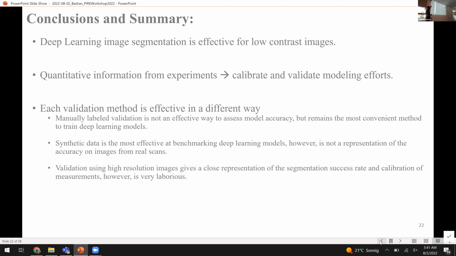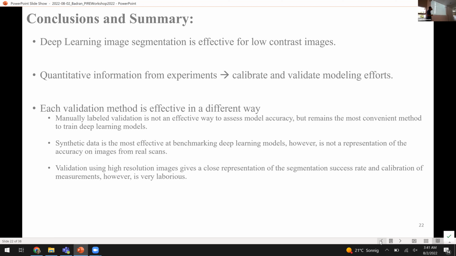A lot of the work that I still didn't present here is that quantitative information from these experiments becomes very, very useful in calibrating and validating modeling efforts for these composites. And a quick summary from the validation approach: manually labeled validation is not effective, but it will still remain the easiest way to train a model, by highlighting the features that you see in an image to train a deep learning model. So every method here will stay for a reason.